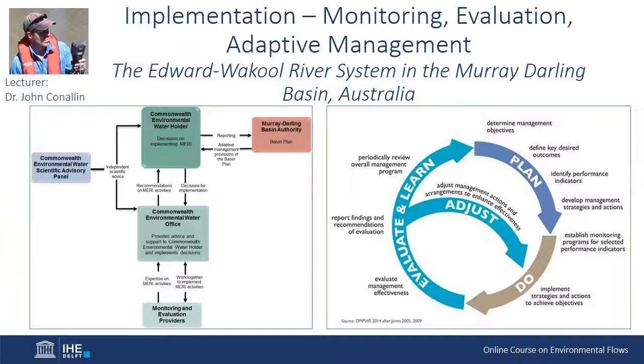Today's lecture is based on the monitoring and evaluation plans that have been developed for the environmental flow program within the Edward-Wakool system as part of the Murray-Darling Basin Plan implementation, and how this information is collected and then feeds into the adaptive management cycle for evidence-based decision making. This lecture leads on from Unit 13, where there was a case study on the Murray-Darling Basin.